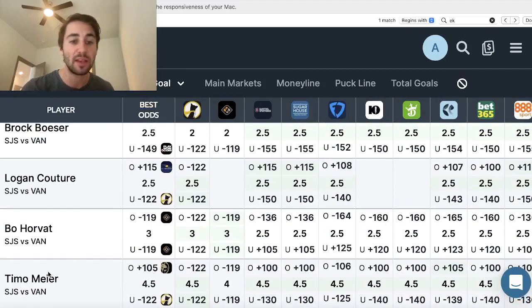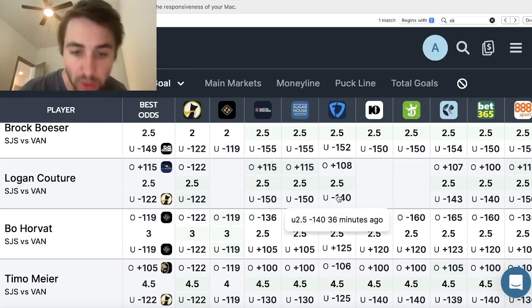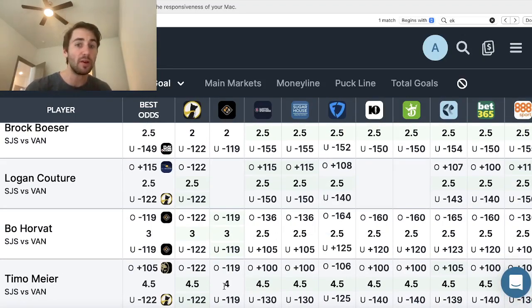Next play I have, Timo Meier, over 4 shots on goal. What you're going to notice is Underdog Fantasy, which works basically exactly like PrizePicks, has their line at 4.5. Just like an investor is always looking for value, you're doing the exact same thing as a sharp sports bettor. You're simply looking for value, enough to beat the vig, beat the juice.